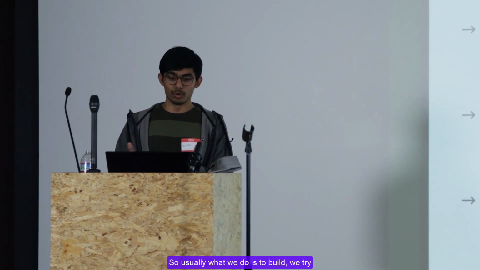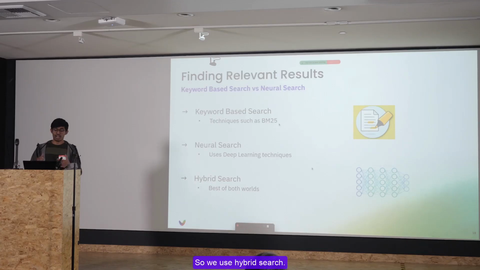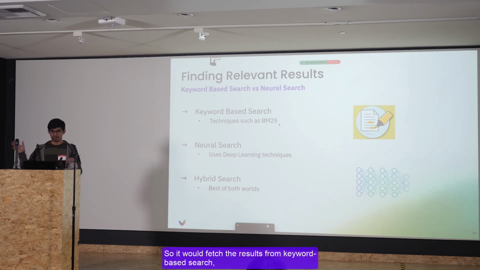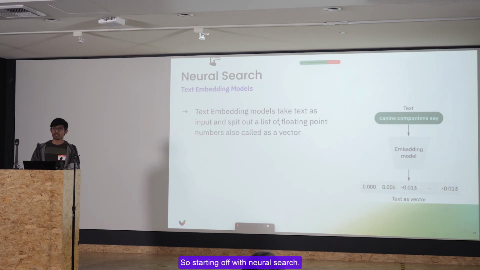So usually what we do is we try to get the best of both worlds. So we use hybrid search. Hybrid search runs a query against both these systems in parallel. It would fetch results from keyword-based search, it would fetch results from neural search, and then try to create a single ranked list by combining those two search results. In this talk, however, we'll be mainly talking about neural search and dive more into it. So, starting off with neural search.